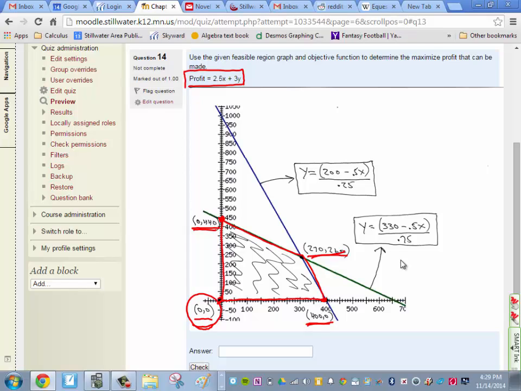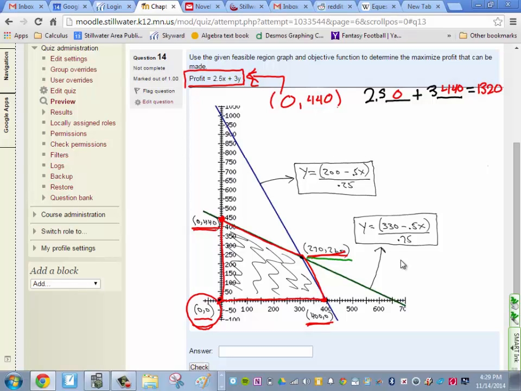Let's start with the 0, 440. We're going to try that point, 0, 440, and plug it into this function right there. So we got 2.5 times something plus 3 times something will give us our profit. And that something in this situation is 0 for this one and 440 for this one. So 440 times 3, that's 1200 plus another 120, which is 1320. Hopefully I did that right in my head. Okay, so far that's the leading one. But we got another point to try.